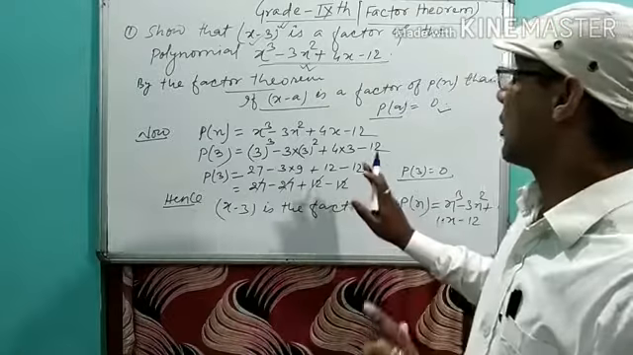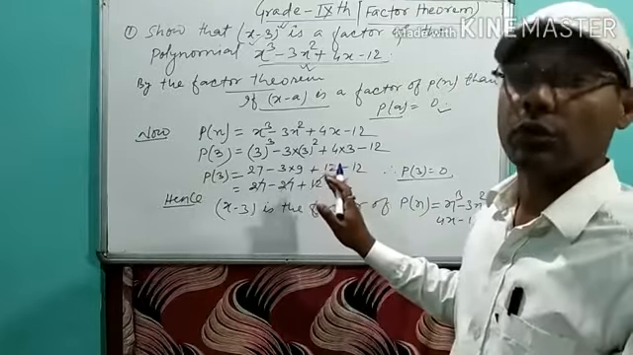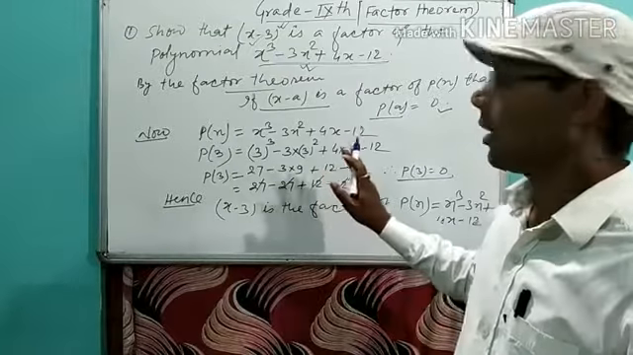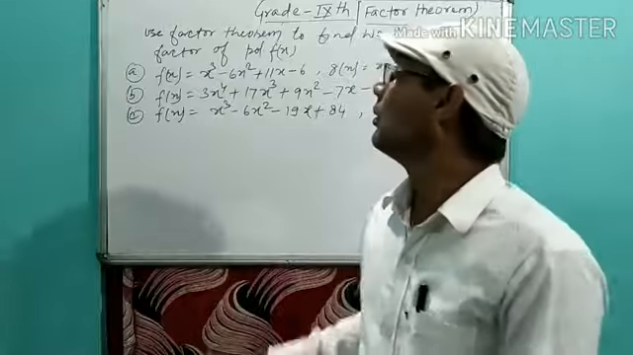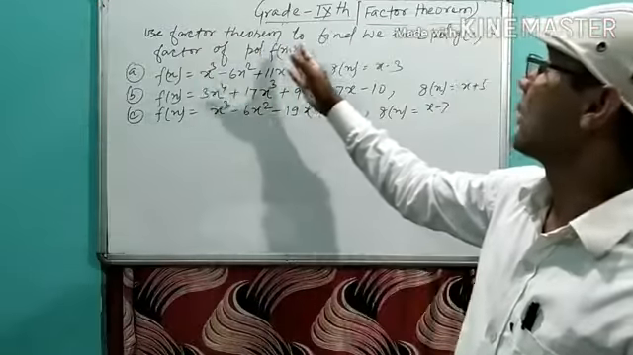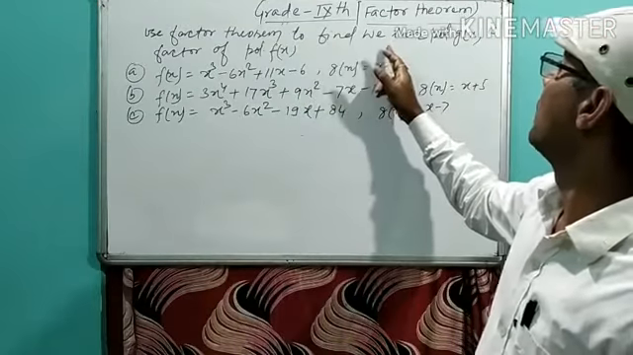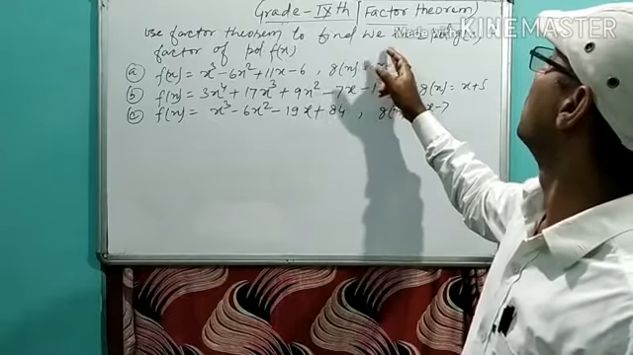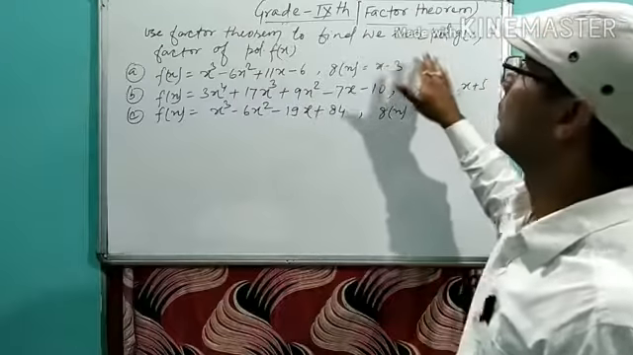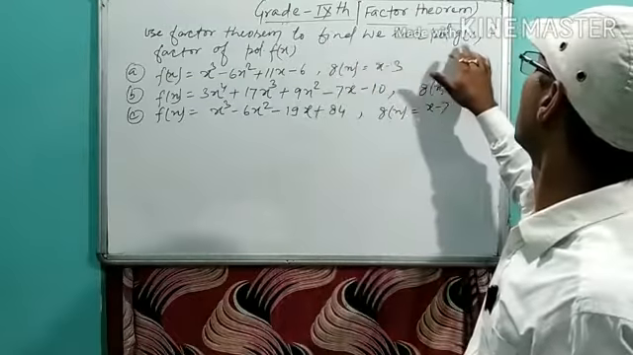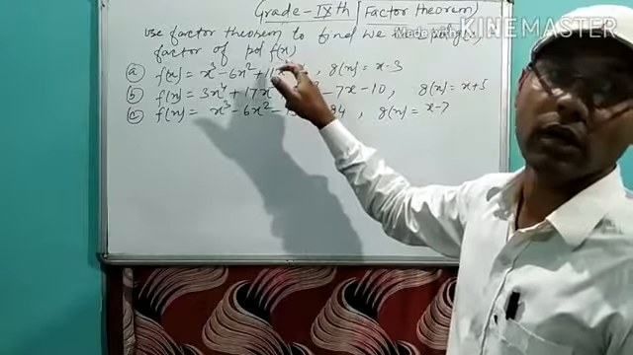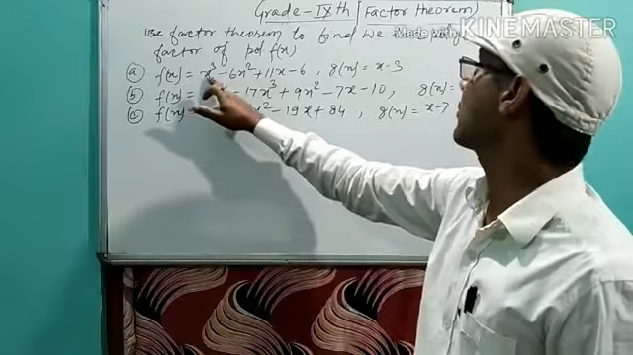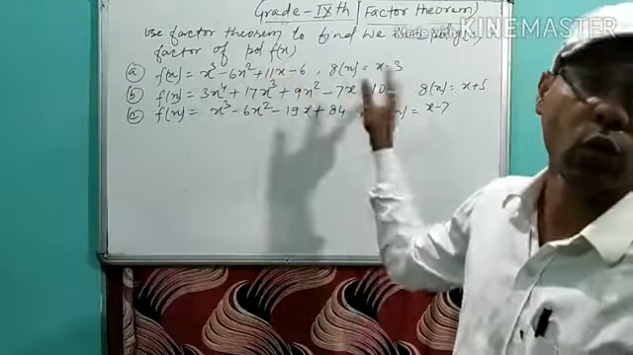Okay, I am going to take another example. At first I have to erase the blackboard. Use the factor theorem to find whether polynomial g(x) is a factor of polynomial f(x). This is f(x) and this is g(x). Both are polynomials.